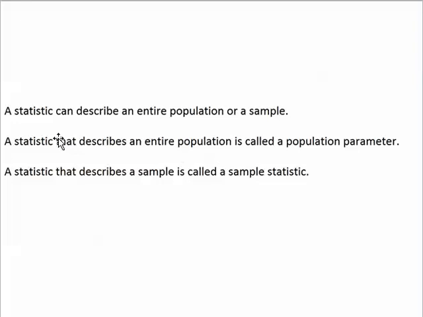So the mean of a population, the median of a population, or the standard deviation of a population would all be called population parameters. The mean of a sample, the median of a sample, or the standard deviation of a sample would all be called sample statistics. Population parameter and sample statistic really just mean population statistic and sample statistic. It just happens to be that people in the field of statistics have decided to use the word parameter to describe the population statistic.